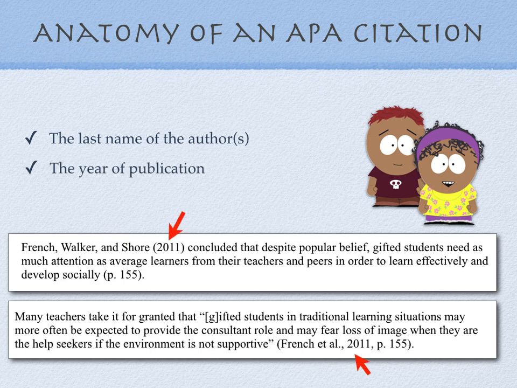Next, you need to be sure you have the year of publication somewhere. Notice that in the beginning, when you use your authors as the subject of the sentence, you'll put the year in parentheses right next to the name. And finally, if you're using a specific fact or specific information, you'll include a page number.